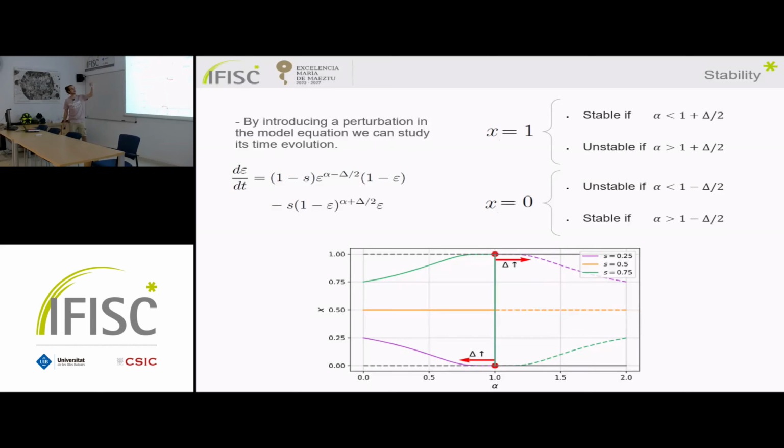And we find that at x equal 1, the solution is stable for alpha lower than 1 plus delta over 2 and unstable otherwise. And at x equals 0 it is unstable when alpha is lower than 1 minus delta over 2 and stable otherwise. Here we have the solutions of the Abrams-Strogatz model, which can be found exactly. And we see that the trivial solutions change stability at alpha equals 1, which makes sense since this is for delta equals 0. But then as we increase delta, we can infer that the change in stability of x equals 1 will go higher in alpha, and x equals 0, lower in alpha.